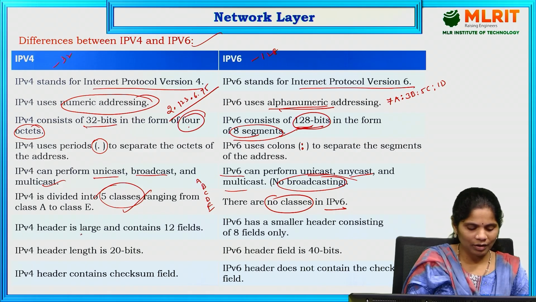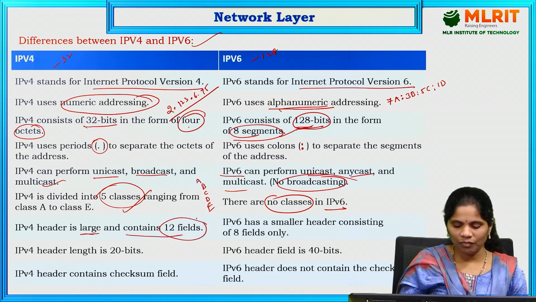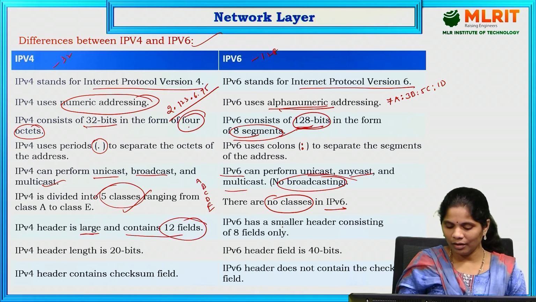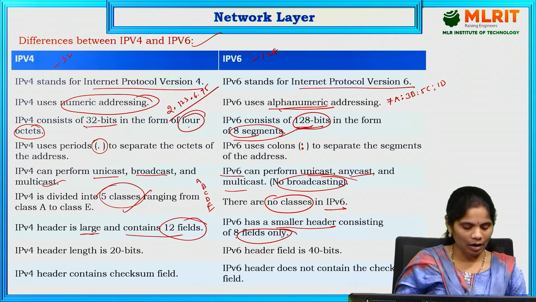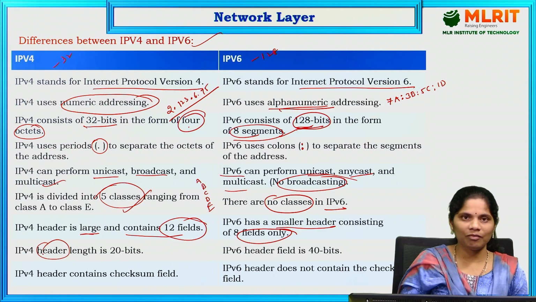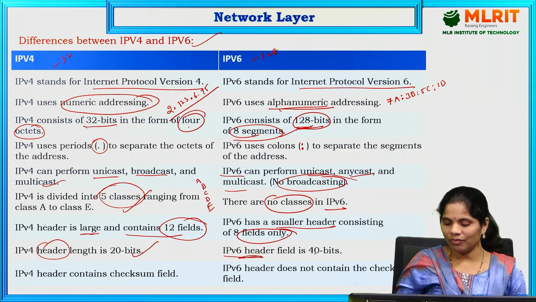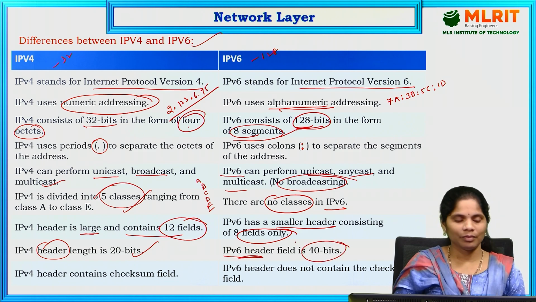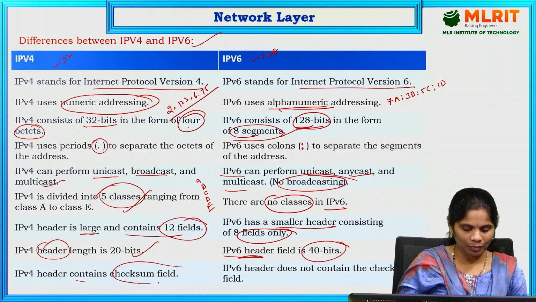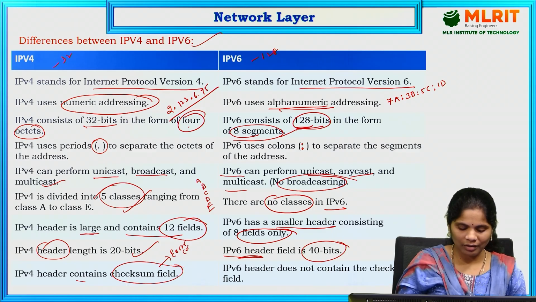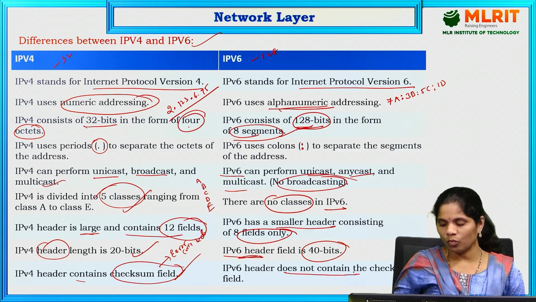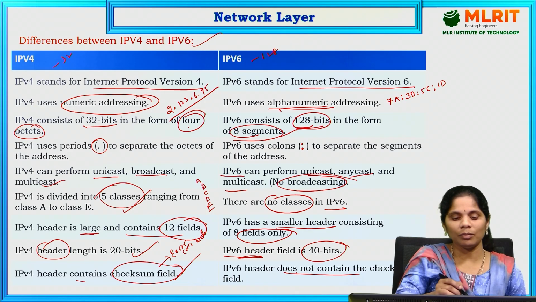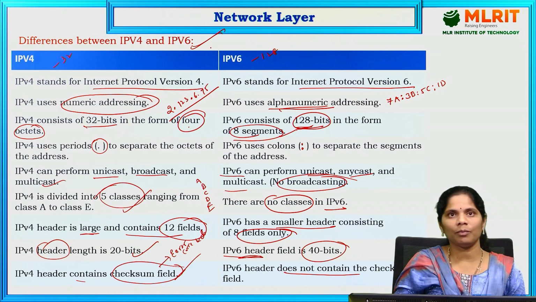IPv4 header is large and consists of 12 fields. IPv6 header is small, with only 8 fields. The header length of IPv4 is 20 bytes, and the header length of IPv6 is 40 bytes. IPv4 contains the checksum field, which means error correction and detection. But in IPv6 there is no checksum. These are some differences between IPv4 and IPv6.